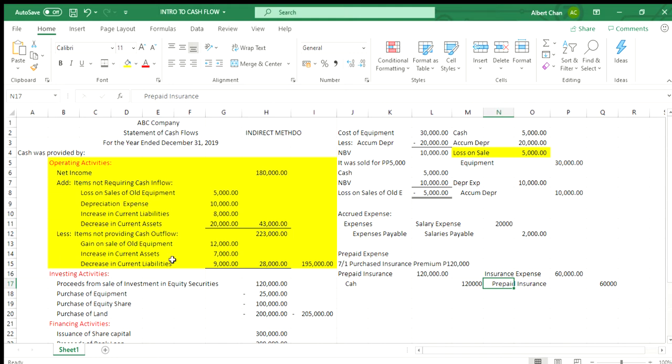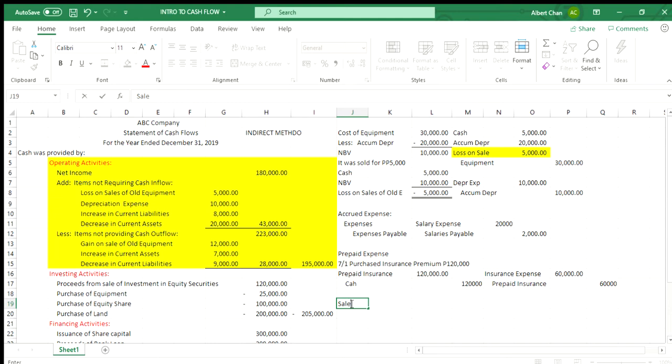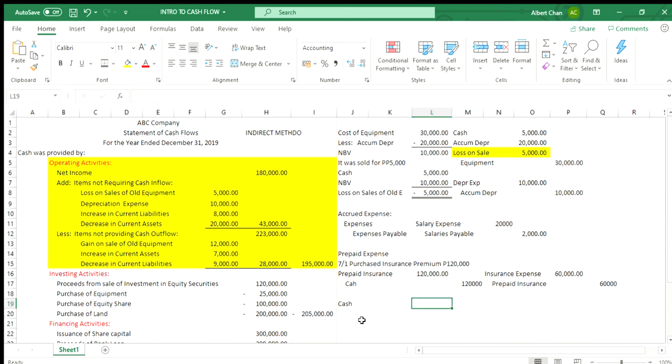Now, these are the items that increase your income, but there was no cash receipt or cash inflow. For example, a gain. Assuming you were able to sell equipment with a net book value of 10,000 at, let's say, 20,000. So your entry is debit cash. Your cash will be 20,000.